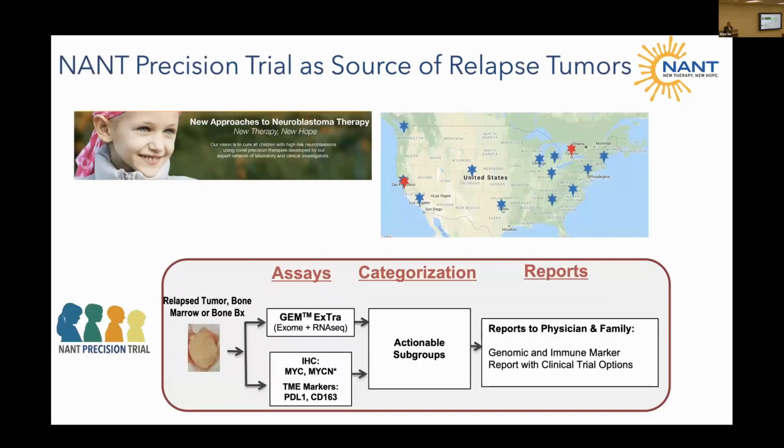So with this, we set up a clinical trial. Well, it's actually a biological trial, really, looking at the relapse tumor specimens from 14 large children's hospitals across the United States. I chaired this trial, and we were trying to do both a genomic analysis as well as immune environment analysis with markers of macrophages and PD-L1, and send a report back to the families and the physicians to help these children with deciding on what type of therapy to do next.